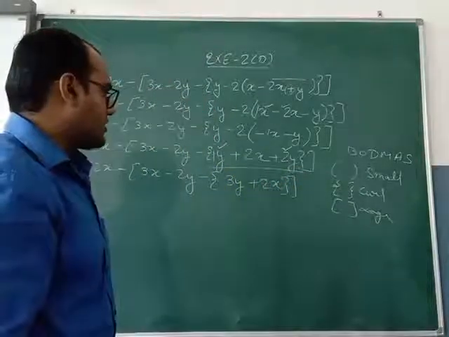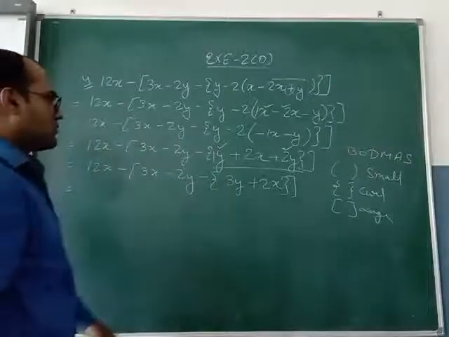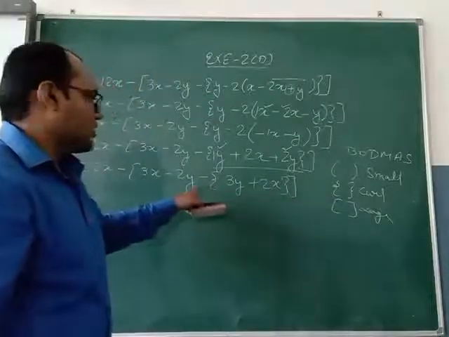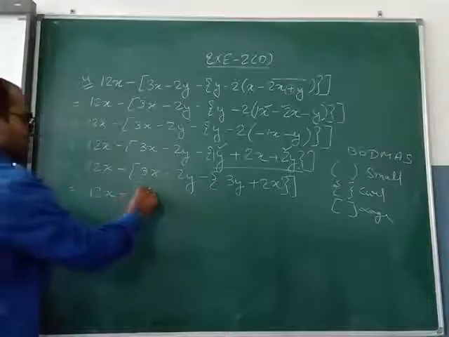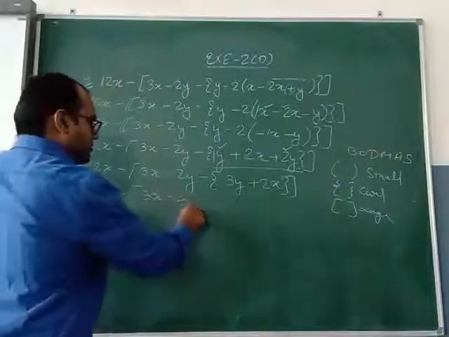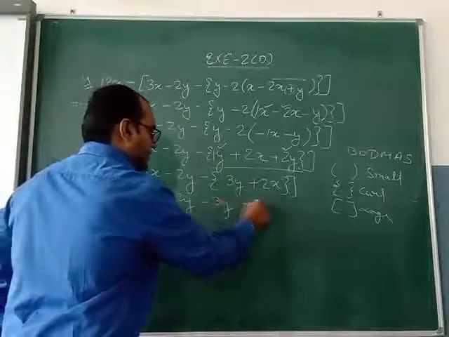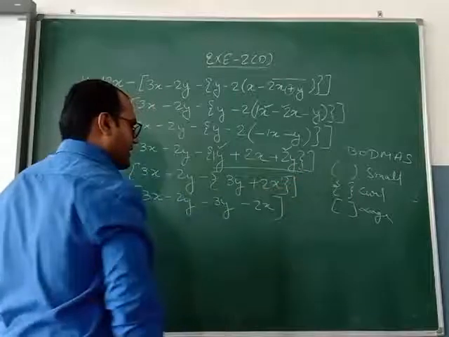In the next step what we have to do, inside the bracket both are unlike terms, so we will remove this bracket. 12x minus large bracket 3x minus 2y minus plus minus 3y and minus plus minus 2x. Curly bracket we have removed.